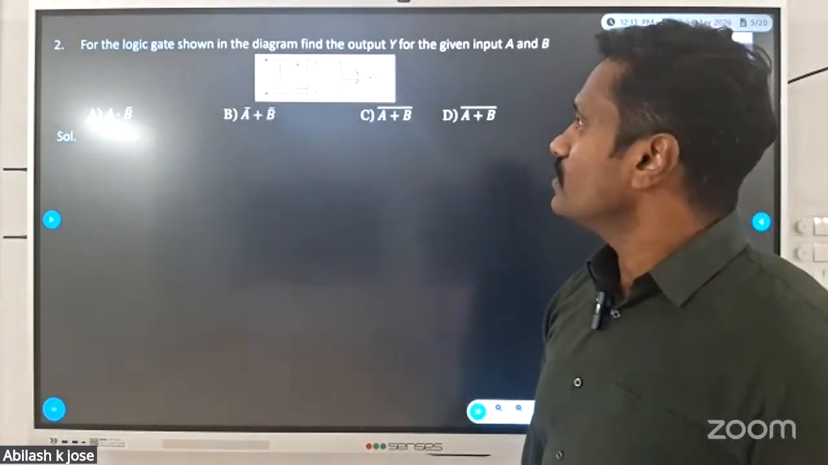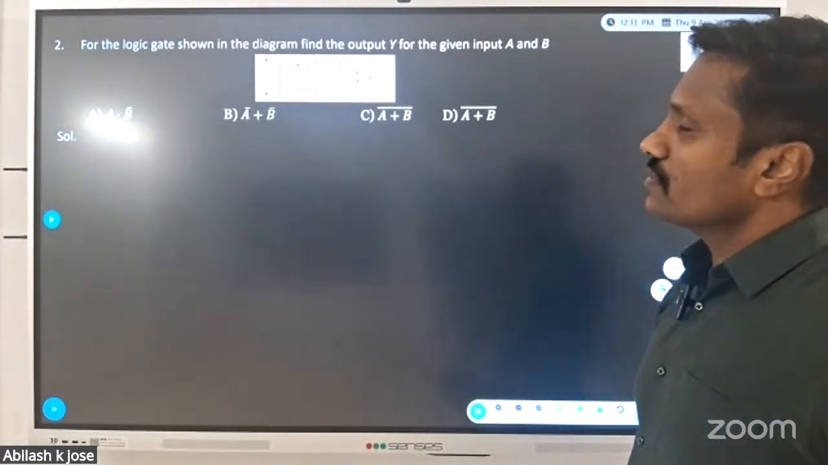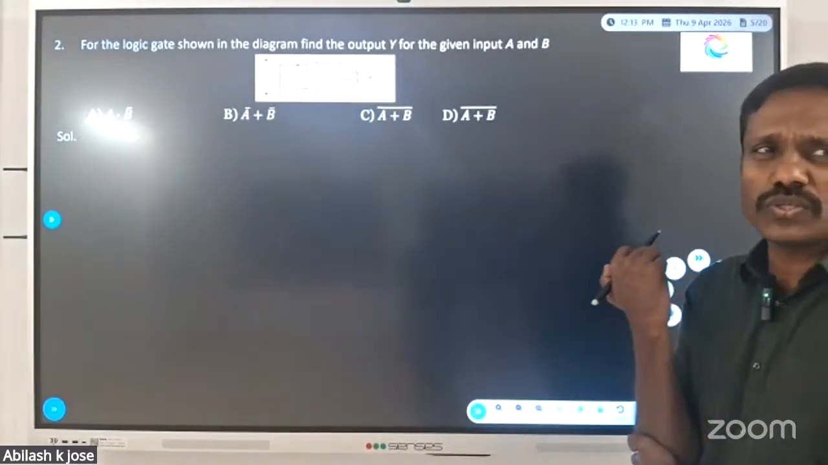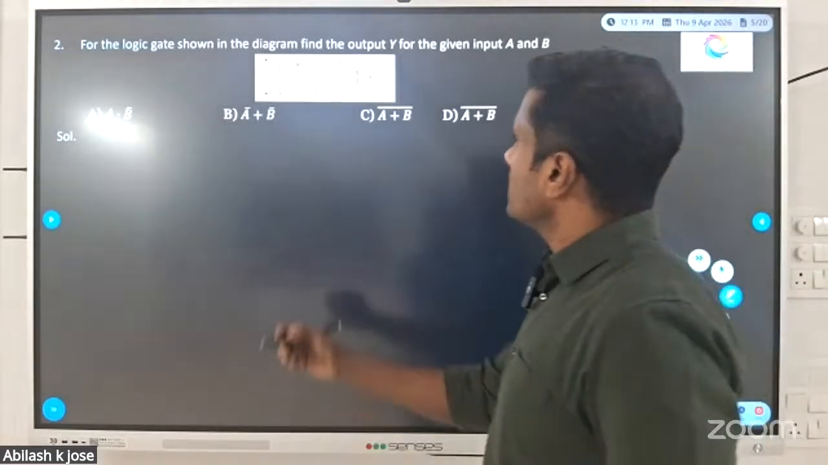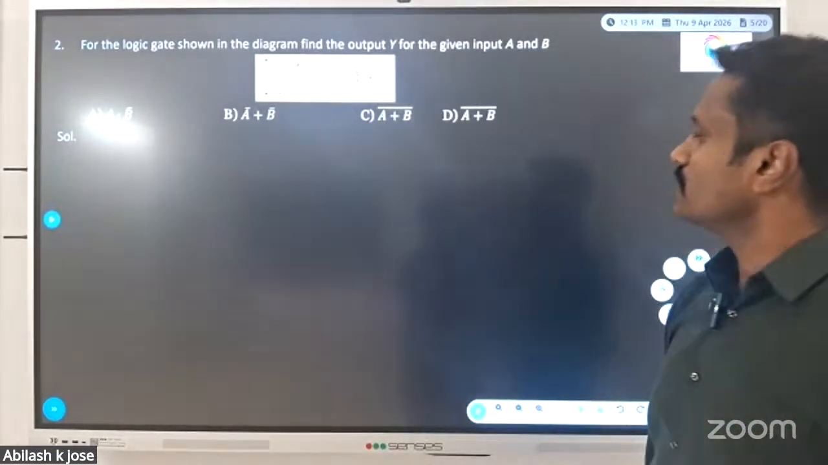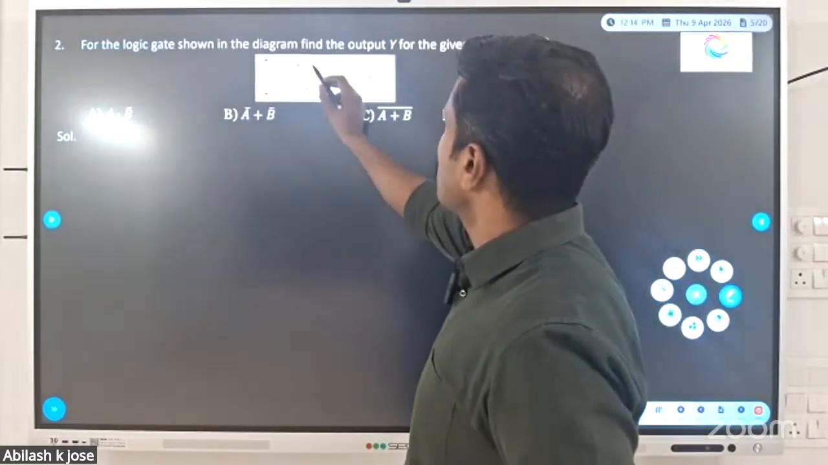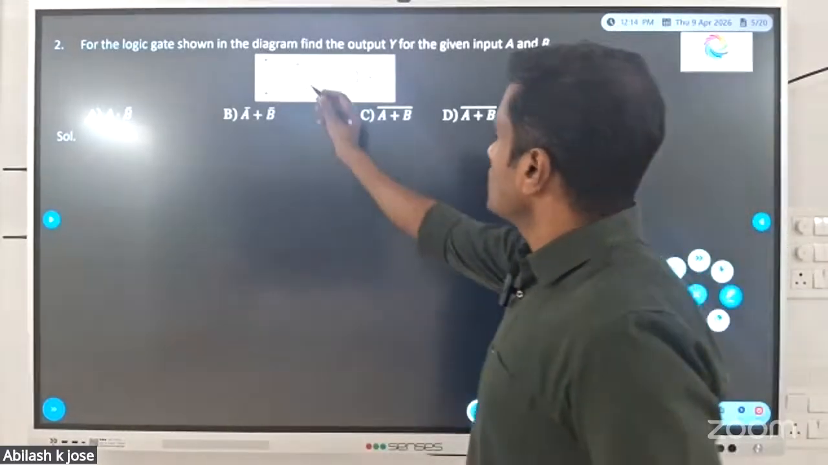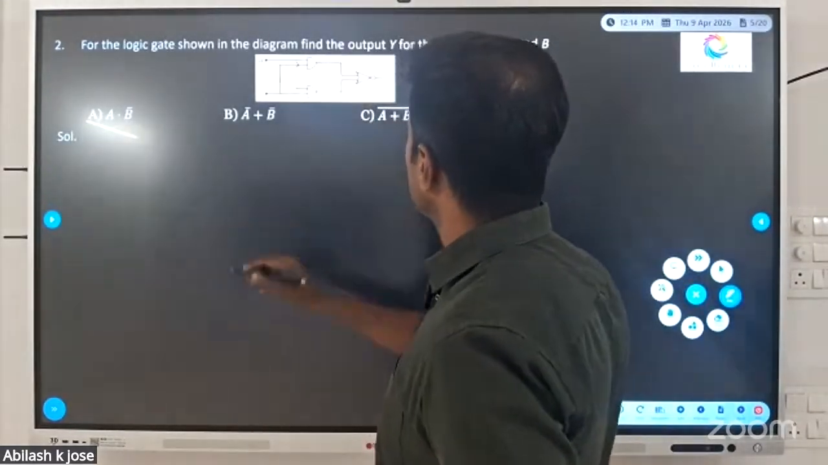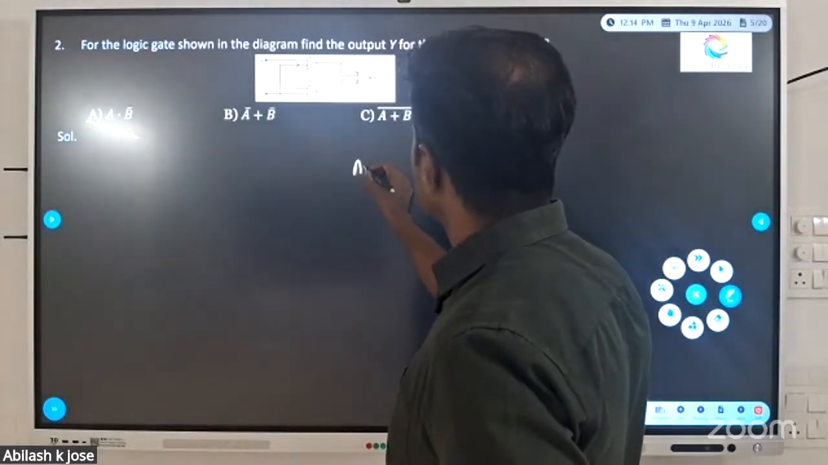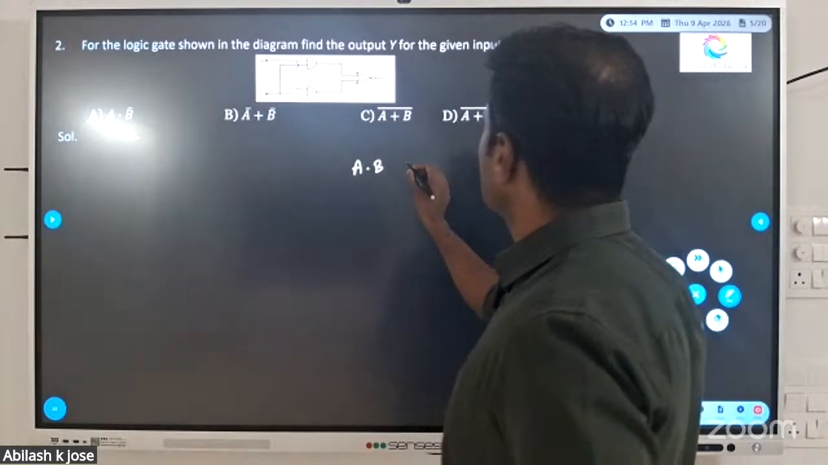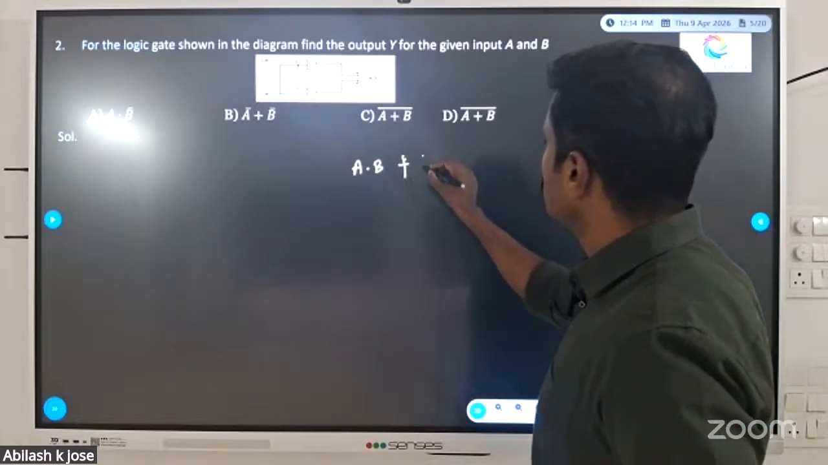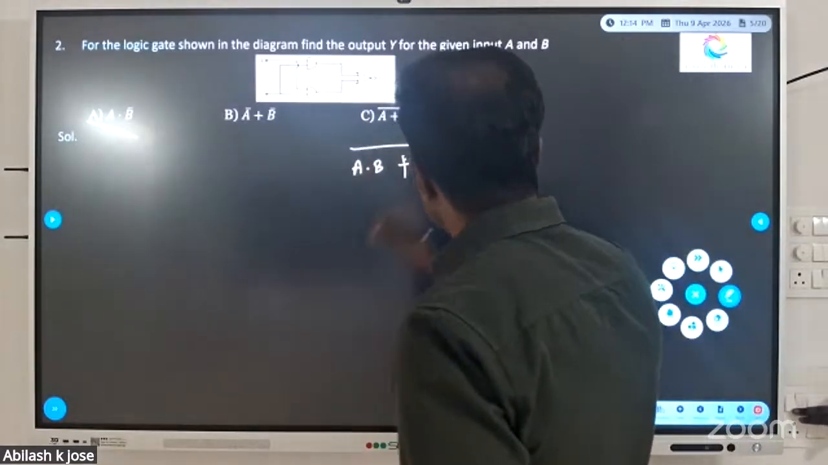This is the second question, from electronics, a standard one that appeared in most of the sessions. You are given a logic gate and asked to find the output. You can see there are two AND gates, whose outputs are connected to a NOR gate. The output of the first one is A dot B, then that is given to the OR gate along with A dot B, then the NOR gate.